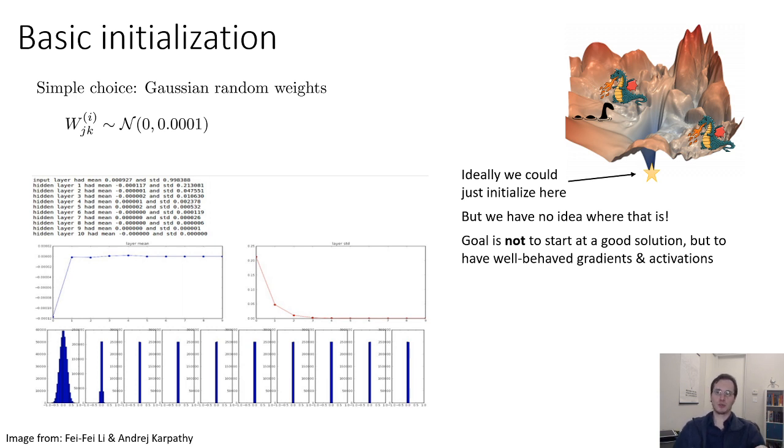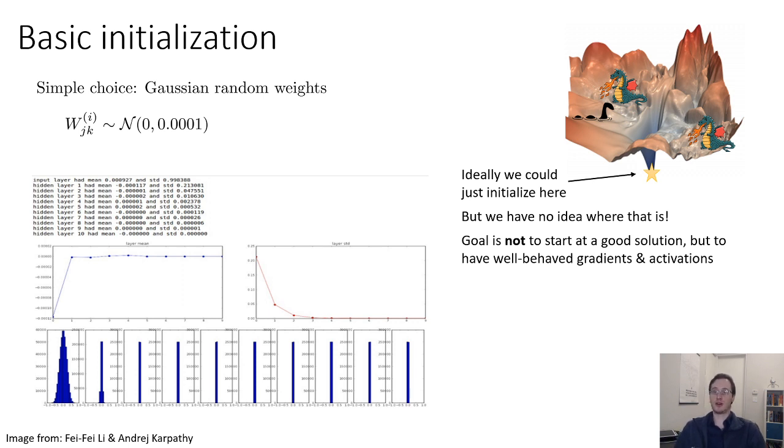But the red curve is a bigger problem. The red curve, the y-axis, is the standard deviation of the activations at that layer, and the horizontal axis is the number of the layer. You can see that the input has a standard deviation of around 0.21 or so, and then as we go up in the layers, the standard deviation just tanks. It just drops like a stone to near 0.